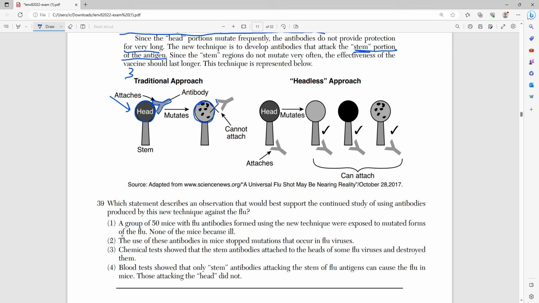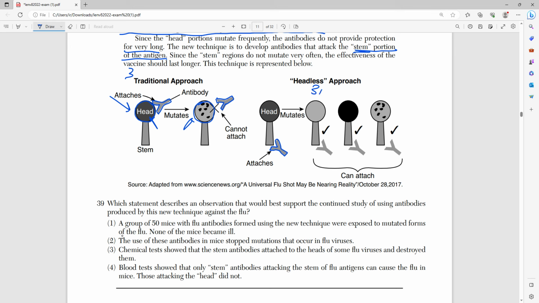And this same antibody that's specifically designed for a solid head can no longer bond, because the polka dot head has a different structure. All because this mutated frequently. Now what happens here is that instead of attaching to the head, it attaches to the stem. And the stem does not mutate very frequently, right?